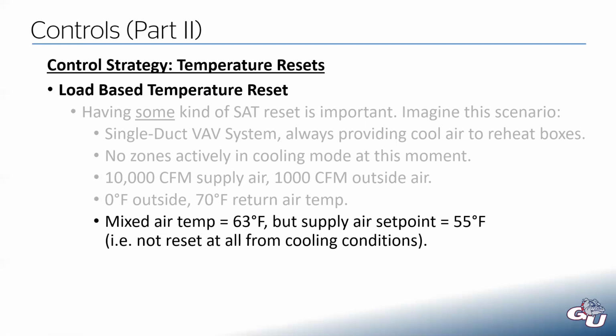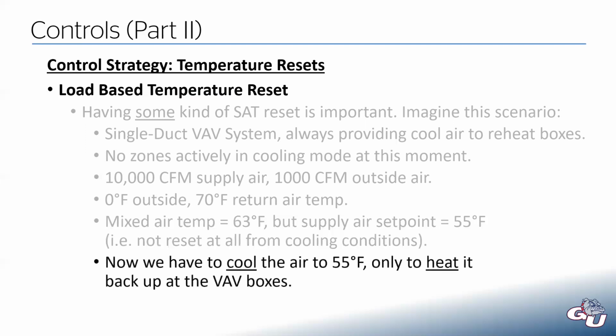But if we are supplying 55 degree air, if that is our active set point, so there's no reset being applied, that means we have to cool down the air to 55, only to heat it up when we get to the VAV boxes. So we're taking 63 degree air, cooling it down to 55, and then reheating it at the VAV boxes, because none of those spaces want cooling right now.